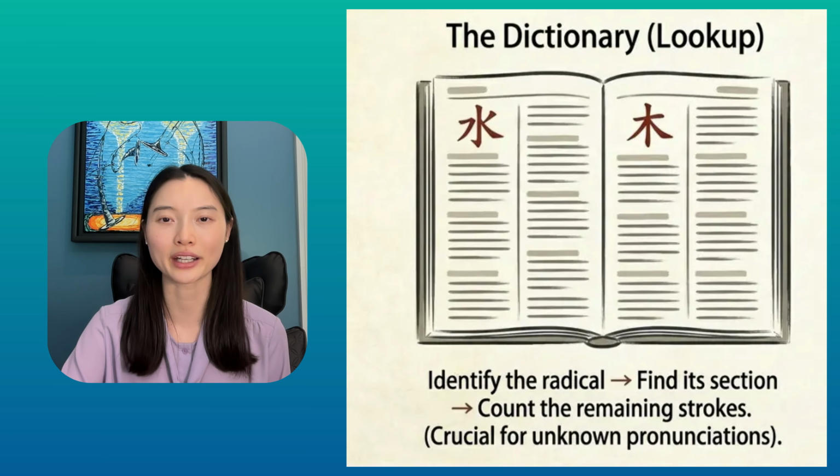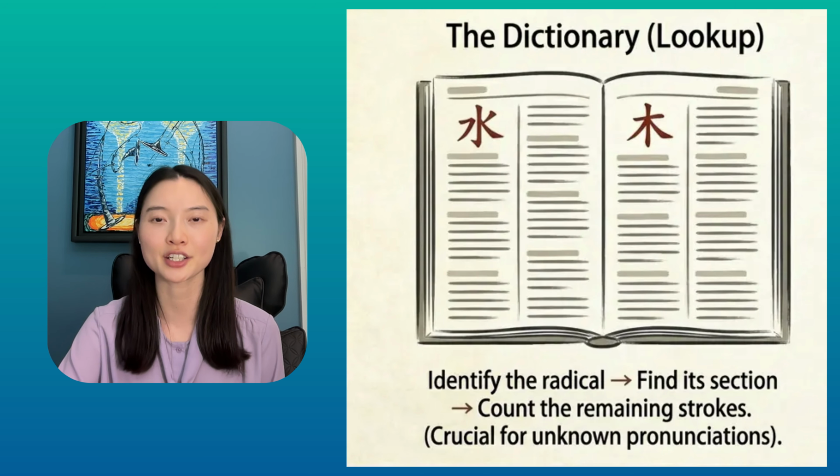One more reason radicals matter. In a paper dictionary, characters are filed by radical. Identify the radical. Find its section. Count the remaining strokes. That's how you look up a character when you don't know its pronunciation. Digital dictionaries like Pleco work in the same way. You can search by radical or draw the character.